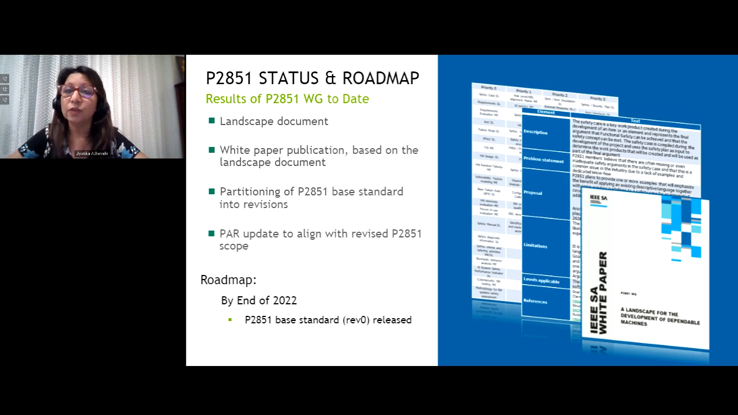But following this first revision of the base standard, there will be another revision of the life cycle where we will define the domain-specific life cycle. So Rev 1, where we will start work later this year, will include the life cycles specific to automotive, industrial, medical, and avionics, and safety critical systems.